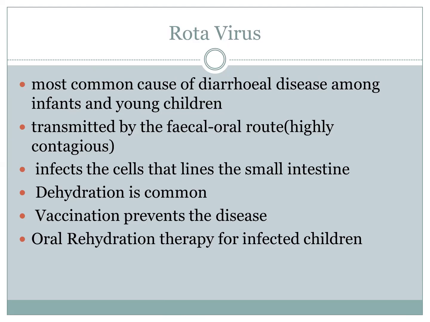Then rotavirus. It is the most common cause of diarrheal disease among infants and young children, transmitted by the fecal-oral route. It infects the cells that line the small intestine. Dehydration is common and vaccination prevents the disease. ORS therapy is recommended for infected children.